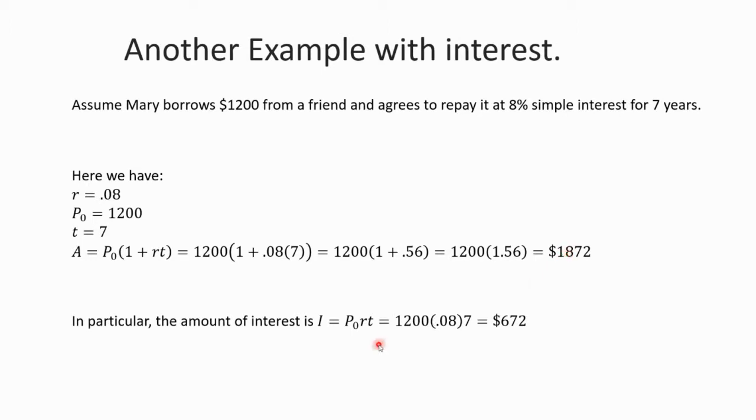In fact, what is the interest? You could just use the formula. So we really didn't have to do this if we just wanted the interest. That's just P sub 0 times R times T, which is the initial balance times 0.08 times 7. And that's $672. That's what that works out to be. Unless I made a calculation error. I don't think I did. Let me double check. Nope, I'm right.